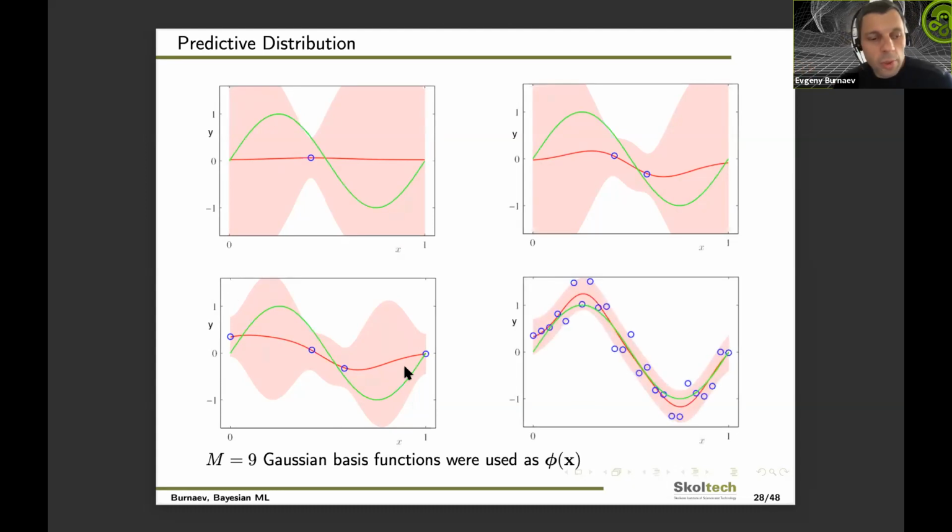And as soon as we get more and more points, we reduce uncertainty everywhere, and so now the posterior mean quite nicely approximates the true function, and uncertainty is quite small, so now the uncertainty is almost equal to the true noise. So we almost don't have any uncertainty in the values of parameters. That's it.